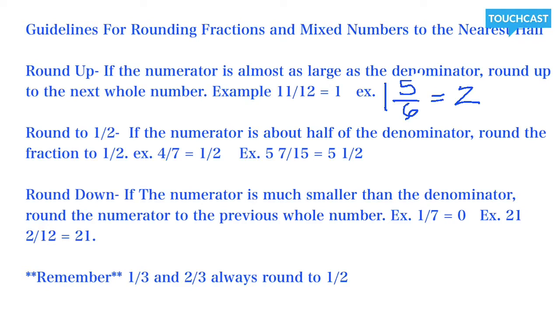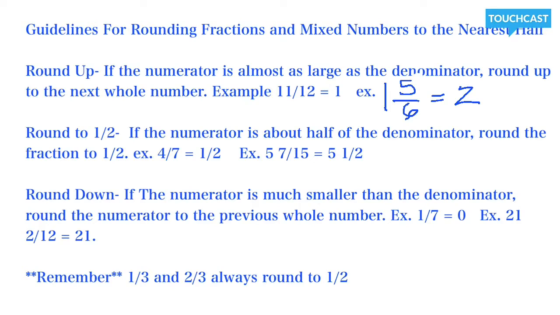And if you have an example with a whole number, like 21 and 2/12, again, 2 is pretty far away from 12, and it's not very close to the halfway mark either, which would be 6/12. That would just round to 0. And you would just be left with your whole number, which is 21, and that would be your answer.